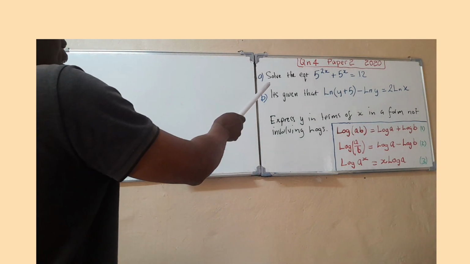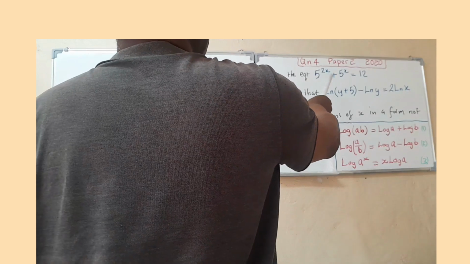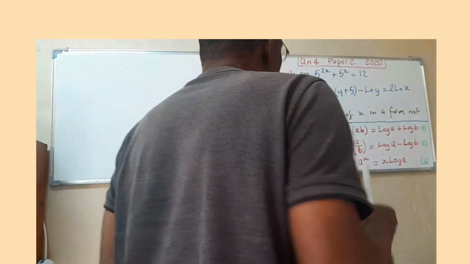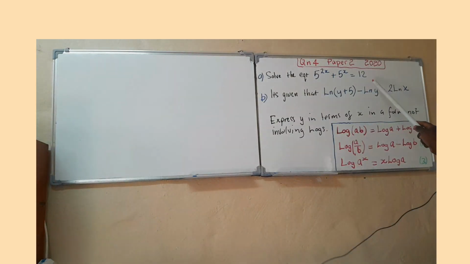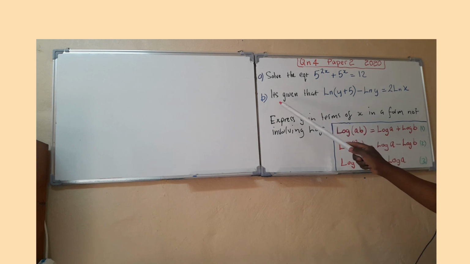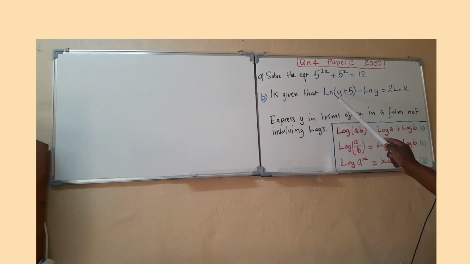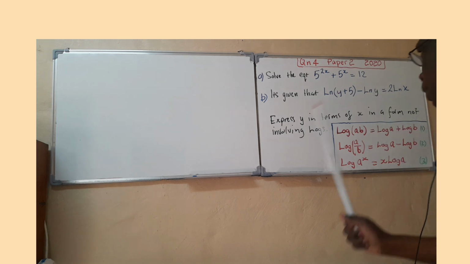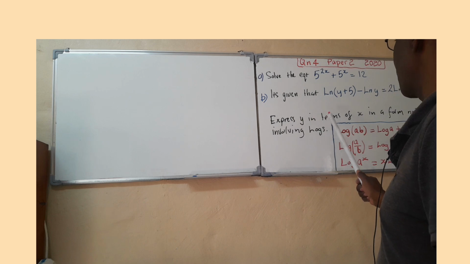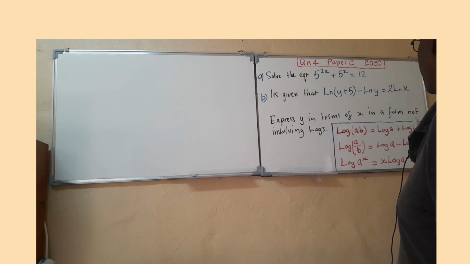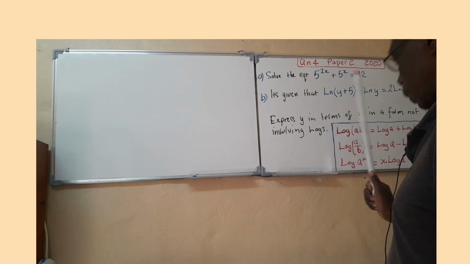Question A says, solve the equation 5 to the power 2x plus 5 to the power x is equal to 12. Question B says, it's given that ln(y + 5) minus ln y is equal to 2 ln x. Express y in terms of x in a form not involving logarithms.